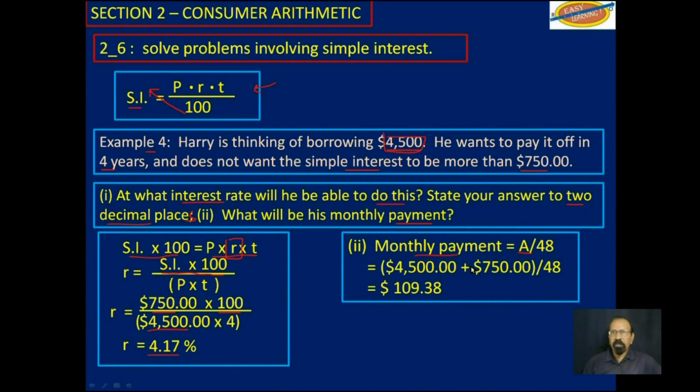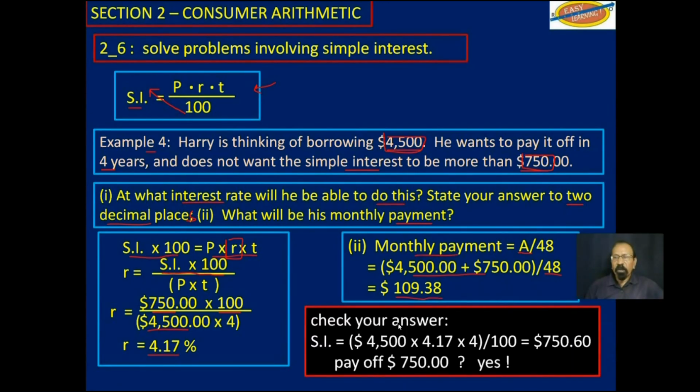The monthly payment will be the amount, so that will be the 4,500 plus the 750 to be the amount, divided by 48, 4 years, and that will give us $109.38 monthly repayment.